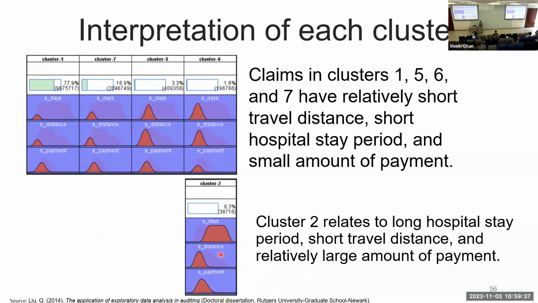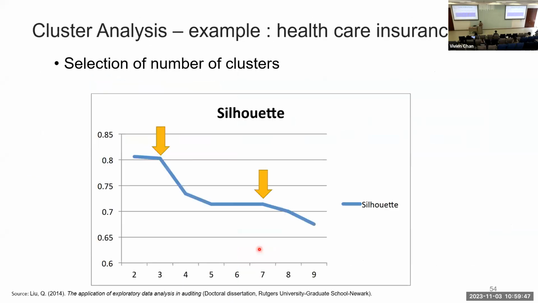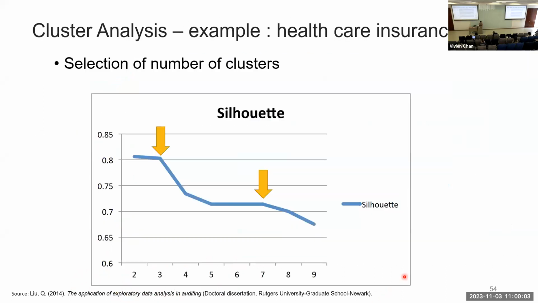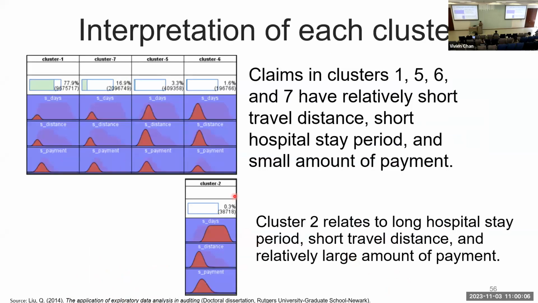Because if you have a long hospital stay, of course the claim amount will be higher. But of course you need to check, because previously you found some extreme cases. Some of them are staying in the hospital for longer than 1 year. Then for these extreme cases, you need to check. Otherwise, I would say this cluster also looks like normal behavior, but just a different normal claim behavior.